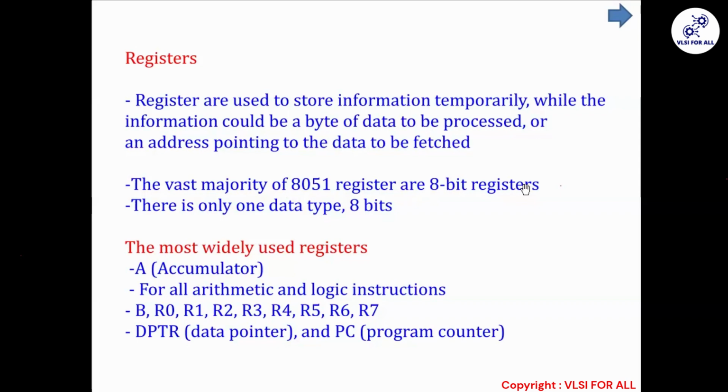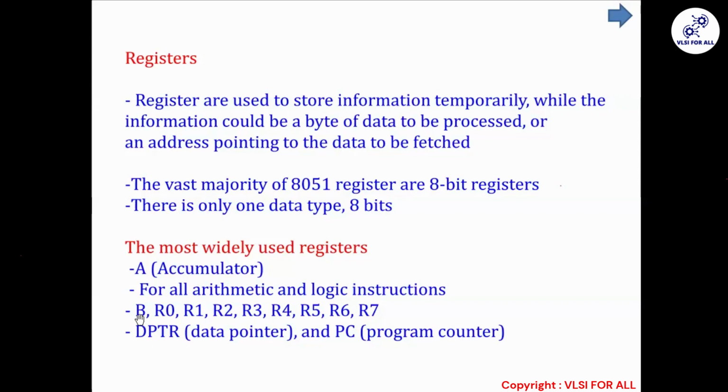We have seen all the register banks A, B. They are of how many bits? 8-bit. There is only one data type, that is 8-bit, dealing with just 8-bit. These are widely used registers. Again and again, we are repeating those names because they are important. One is A, most important, working in conjunction with the CPU. A means what? Accumulator. For all arithmetic and logic instructions, A has been used.